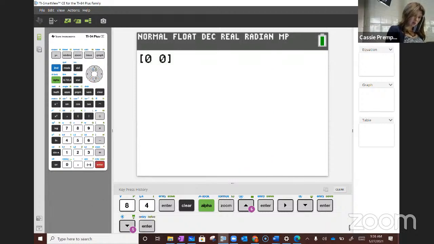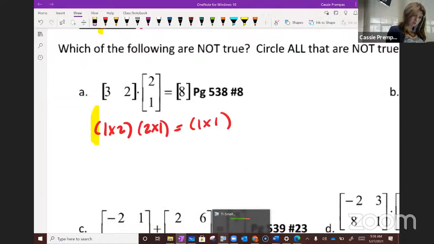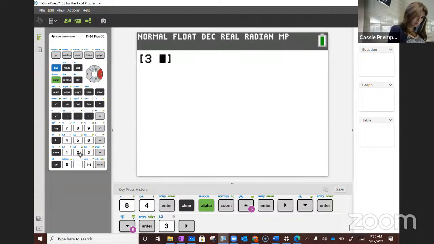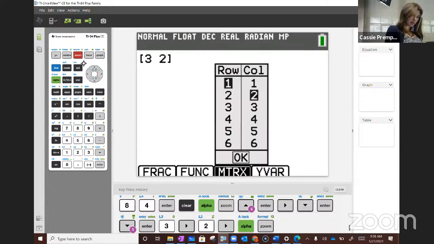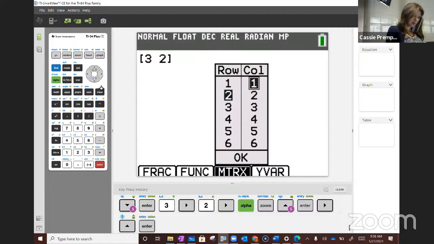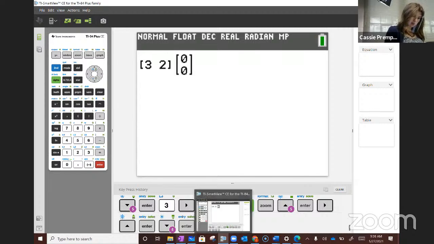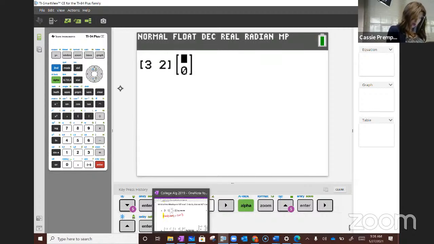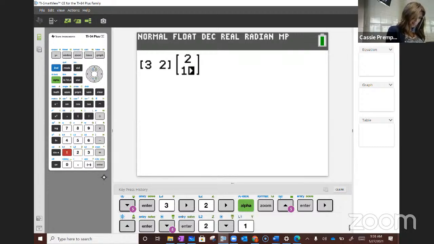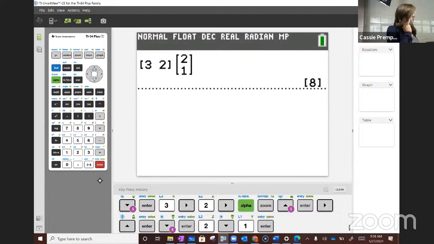And I'll enter in those elements, which were 3 and 2. 3, 2. And I'm going to multiply it by, again, alpha zoom. And this one was a 2 by 1. So I'm going to go up, select 2 by 1, and go down and press OK. And what were the elements of this one? 2 and 1? Yes. Thank you. And I press enter, and it says the answer is 8. Correct. So we say that's correct.